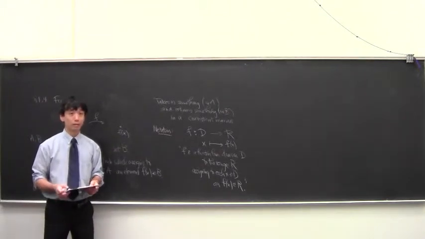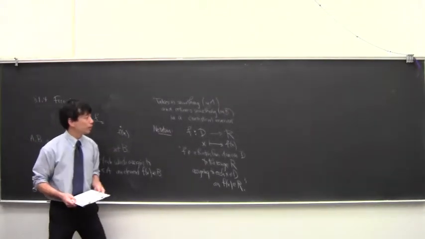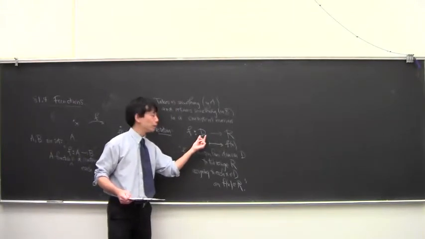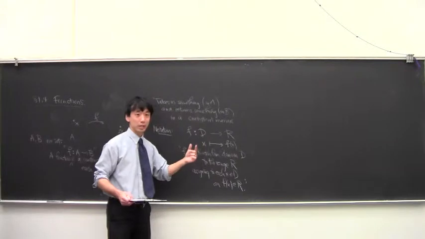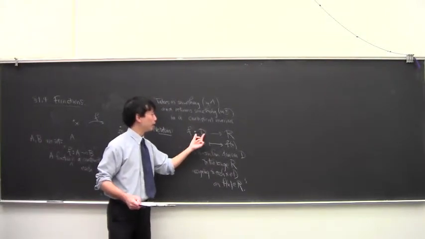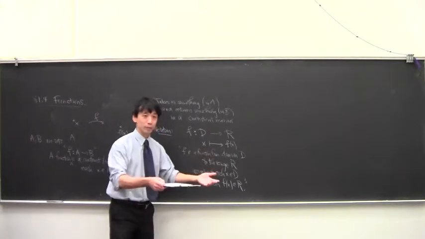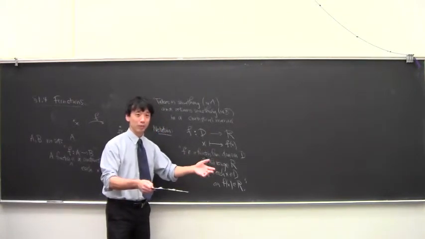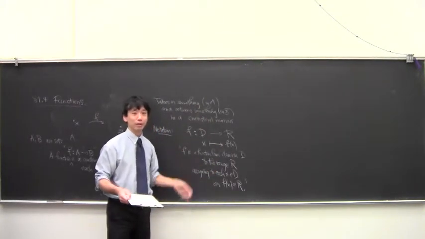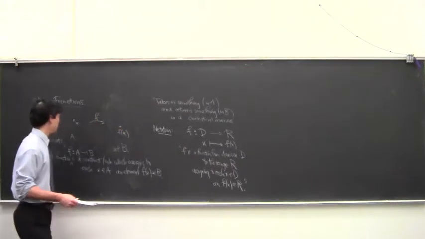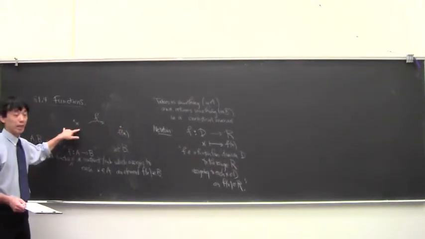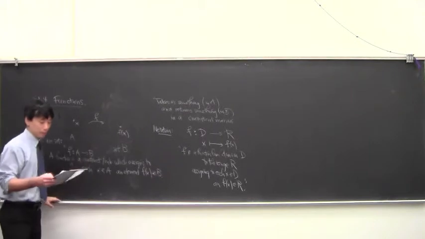Could you explain domain and range one more time? The domain is the set that the function gets things from, and the range is the set of things that the function spits out, that it returns to you. So this would be the domain, and this would be the range.